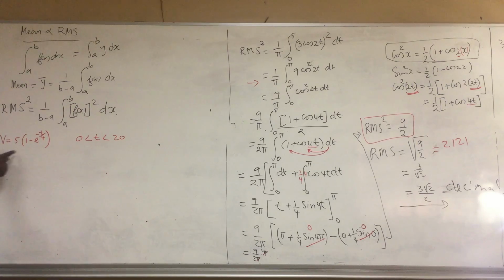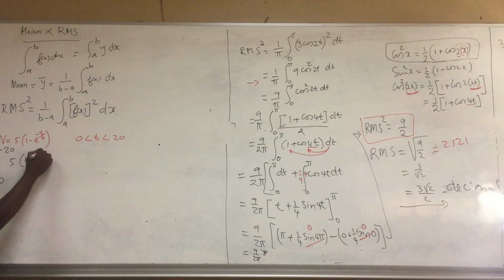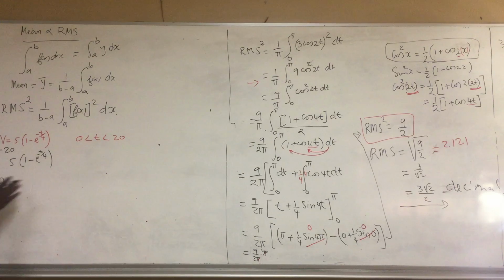Now, let's do another example. I have the function which is like this, and then they give you the limit. I'm going to write it quickly. The limit is from 0 to 20, and then my function is this. Alright? Now, they ask me to find the mean function. My mean function will be equal to what? You put y, and then you put the bar on top.